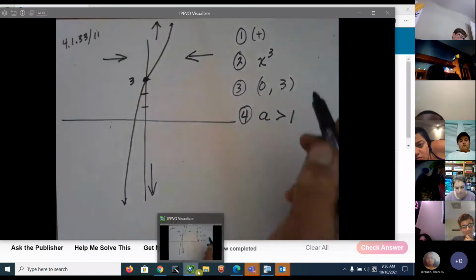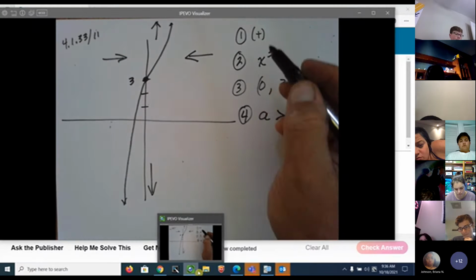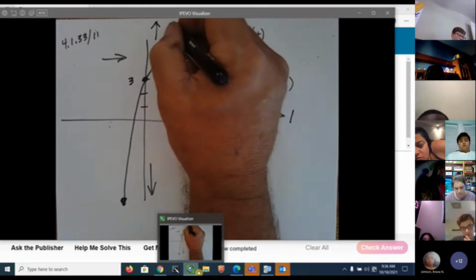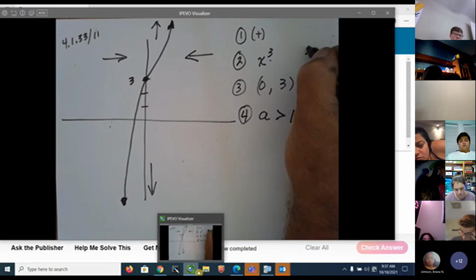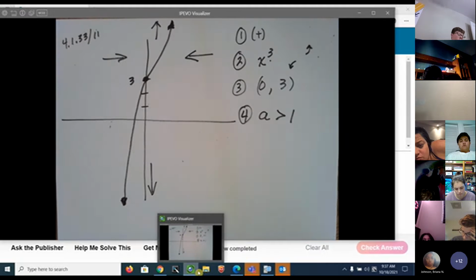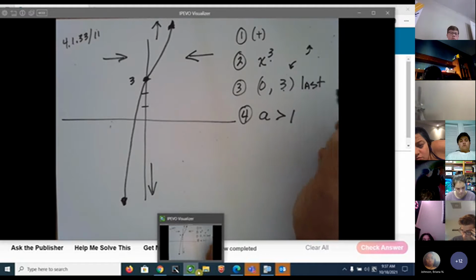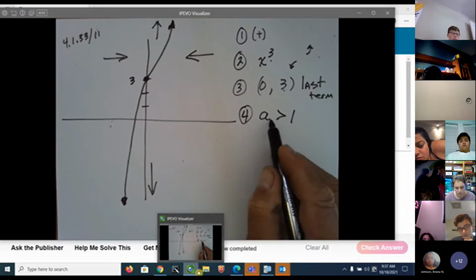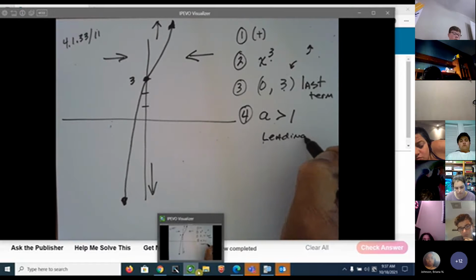So there are 4 things going on right here. Number 1, it's positive because you go from left to right, and the ending behavior, the arrows going in opposite directions, tells you it's a cubic. You know that the y-intercept is 3, so the last term in your equation has to be 3. And we know that A, the leading coefficient, has to be greater than 1.